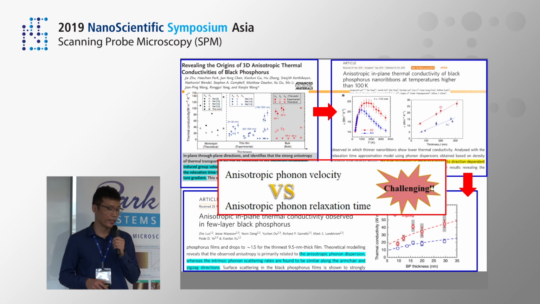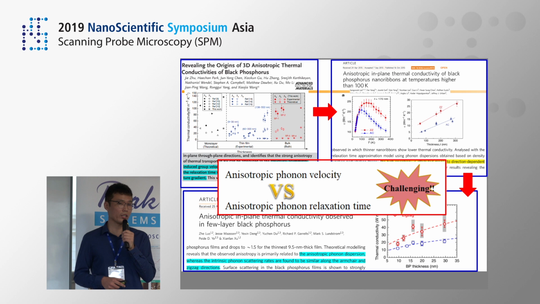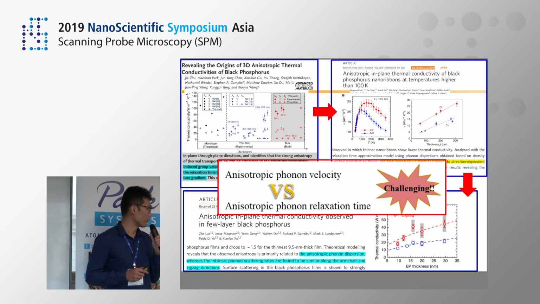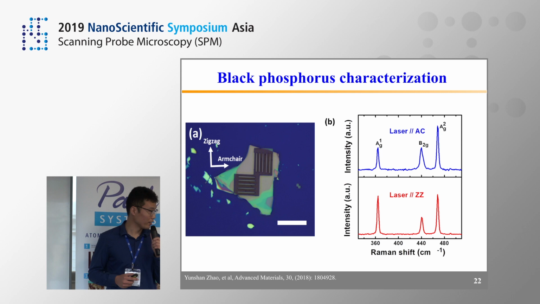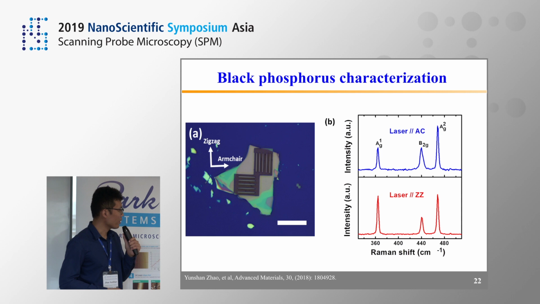From all of the previous studies, you can see it's really challenging to distinguish whether the anisotropic thermal transport in black phosphorus is coming from the group velocity or from the phonon relaxation time. That's why we designed this very intriguing experiment. We characterized the black phosphorus flakes by Raman characterization to identify the different directions. In this case, it's armchair. This case is the zigzag direction.